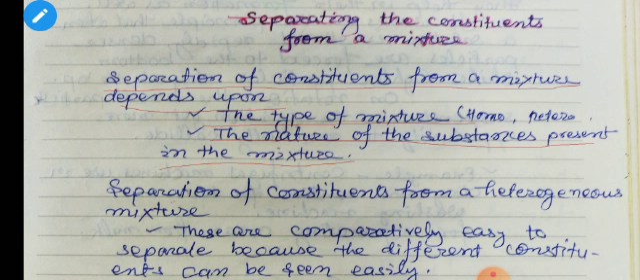But the problem arises in homogeneous mixtures, and these are in the form of solutions, and special methods have to be adopted for the separation of the constituents present. Physical properties such as melting point, boiling point, relative solubilities in a particular solvent, and a few more such methods are very helpful to separate the constituents from a mixture or in purifying an impure sample. And after this, students, we will discuss further.